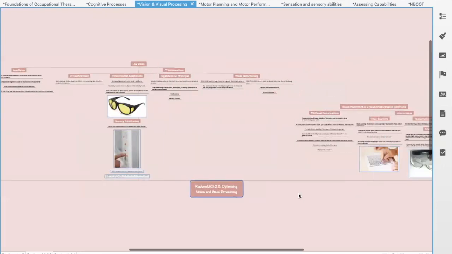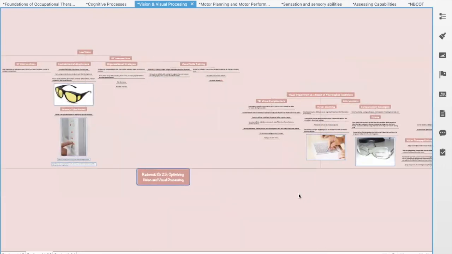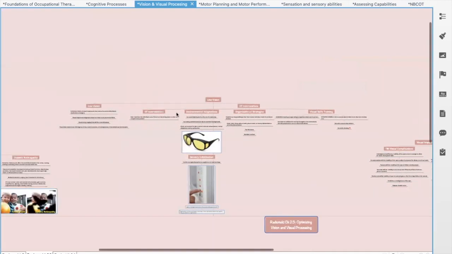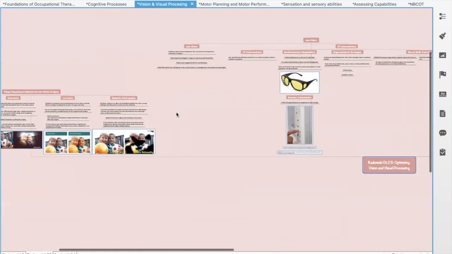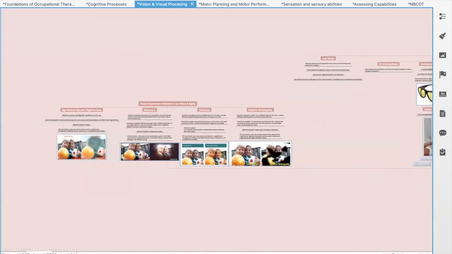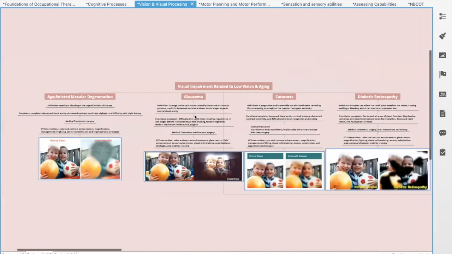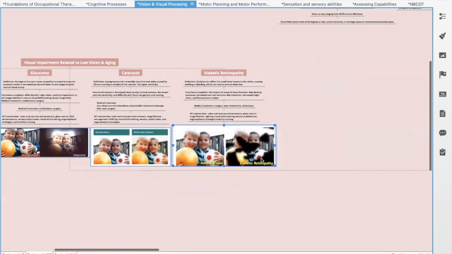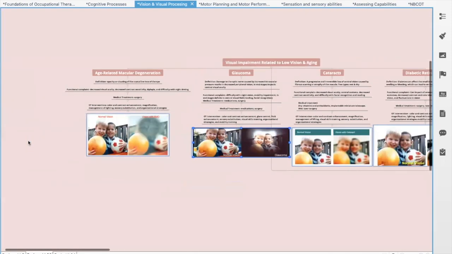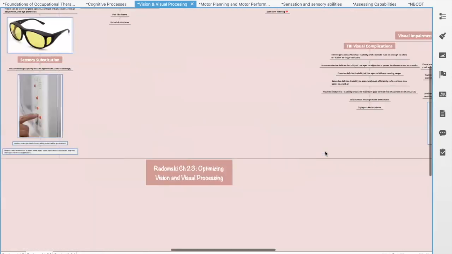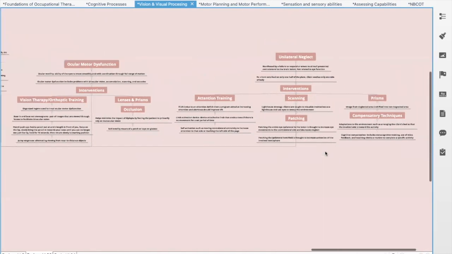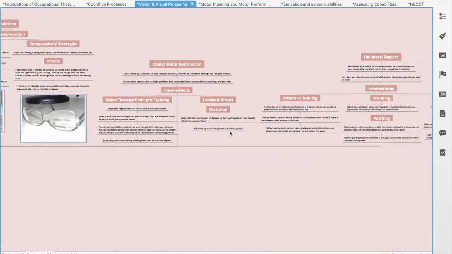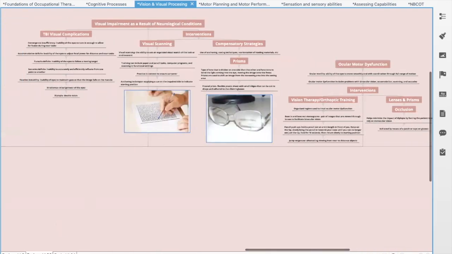The next concept map is still focusing on vision, and this is just optimizing vision. So adaptation strategies and OT interventions that can be used. I really want to highlight this portion of the concept map because I think this is an excellent visual aid. This just gives you an idea of what it's like through your client's lenses to have some of these disorders or impairments. And on this side, we just have some more common dysfunctions and intervention strategies that can be used.